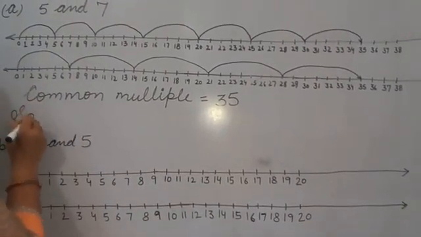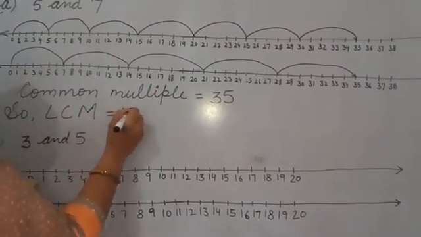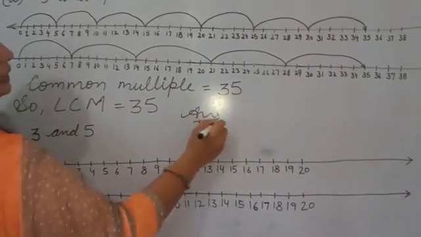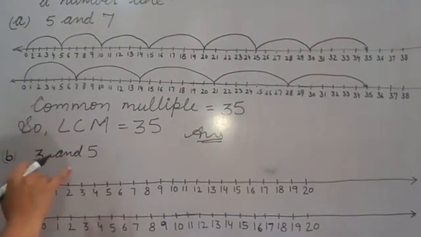So LCM equals 35. That's your answer. So like this you will show on the number line and then you have to find LCM.